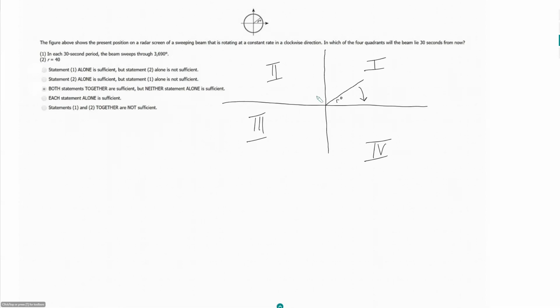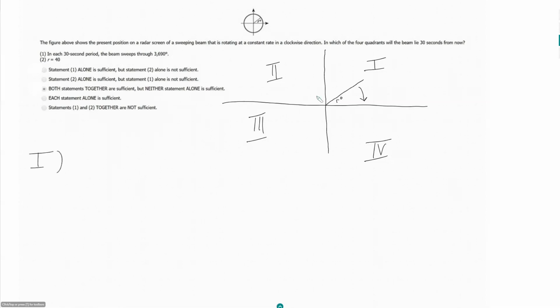So let's think about this. We know that each quadrant is 90 degrees. And so because of that, without knowing what R is, the one thing we do know is that anytime we move 90 degrees in one direction, we will always be pushed into the next quadrant. And so in this case, we'll be pushed to the next quadrant in the clockwise direction.